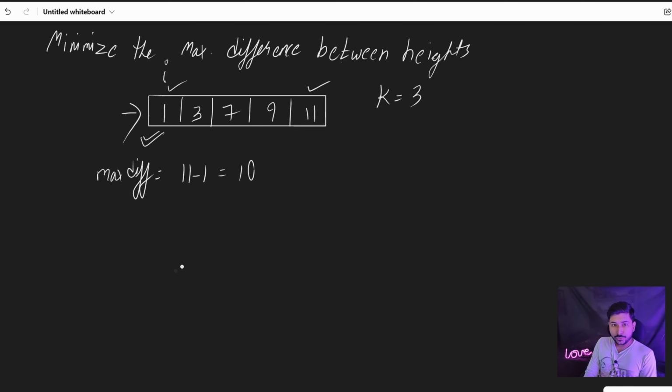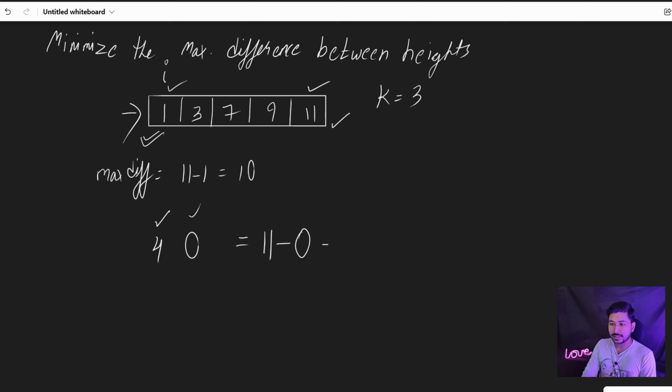Now we have to do plus k and minus k. We add the value of k here, so this will become 4, and in the next element we decrease it, so it will become 0. Plus k is 4 and this is 0. Now we check if this is greater than this. No, it is not greater, so the greater value is 11. Is the next value less than this? Yes, it is.